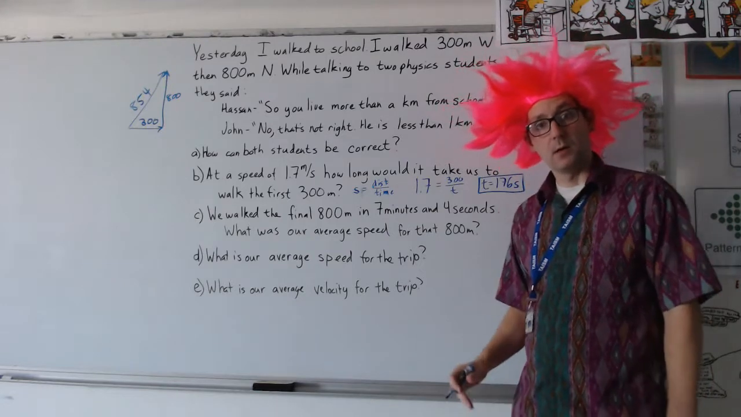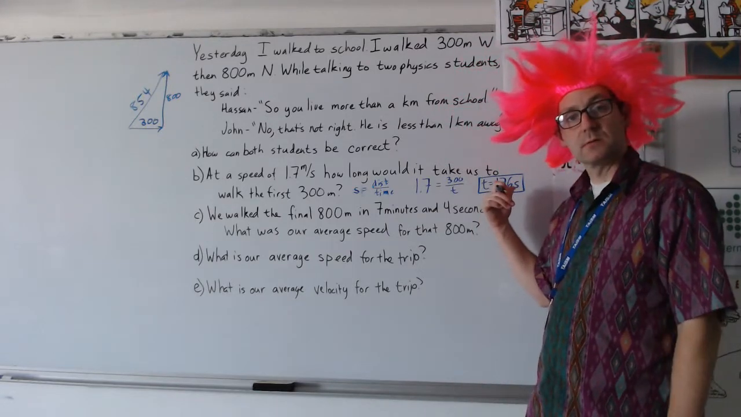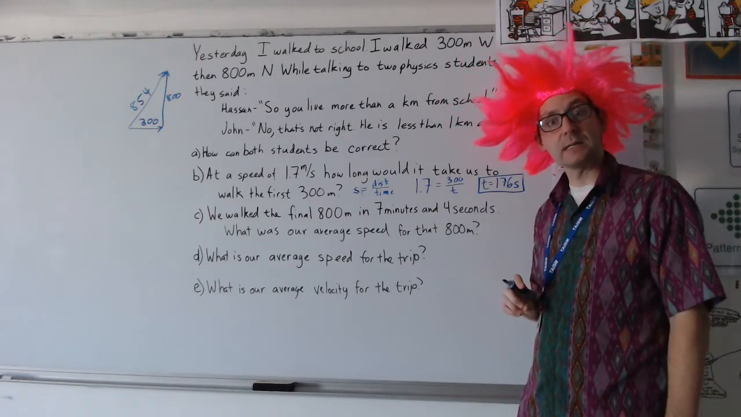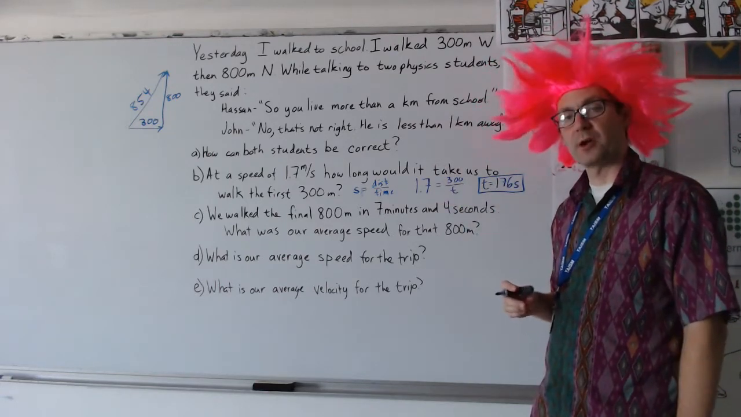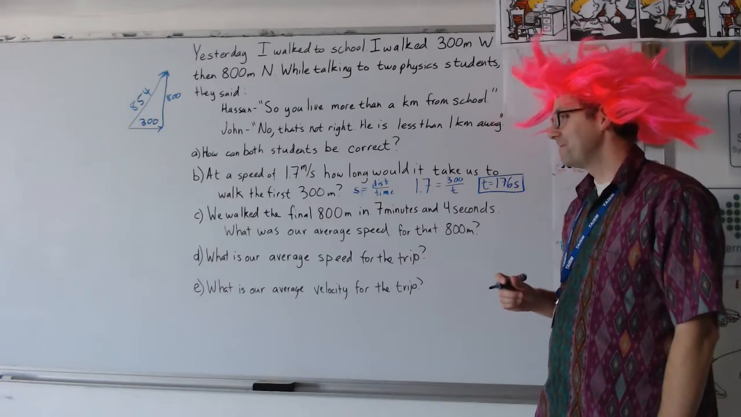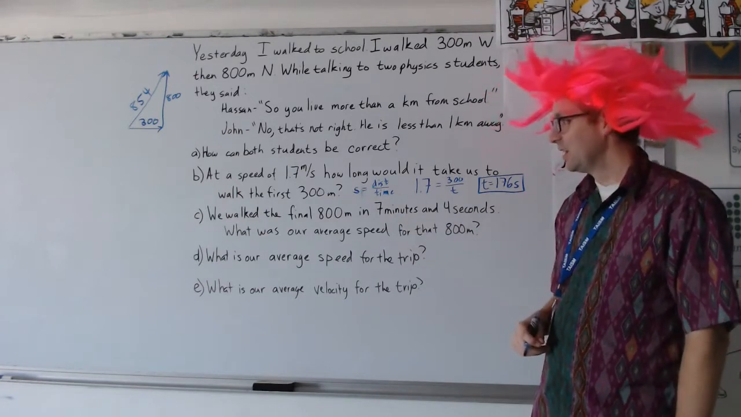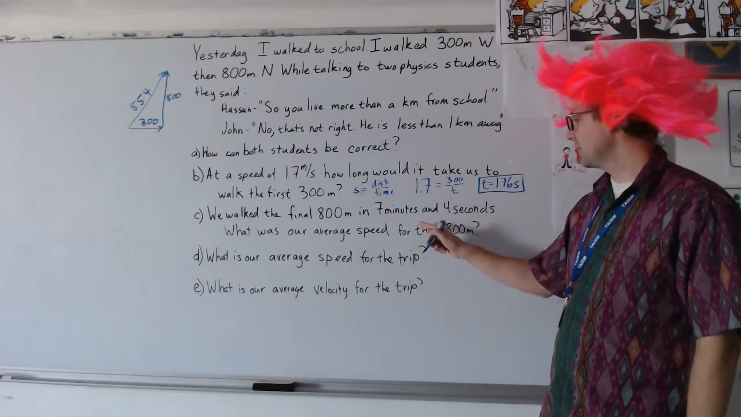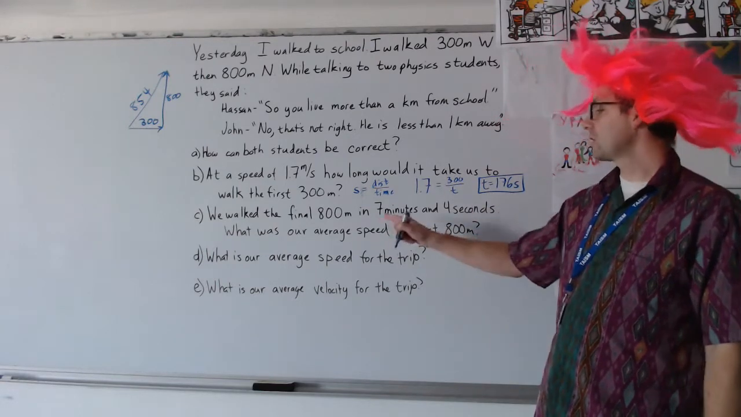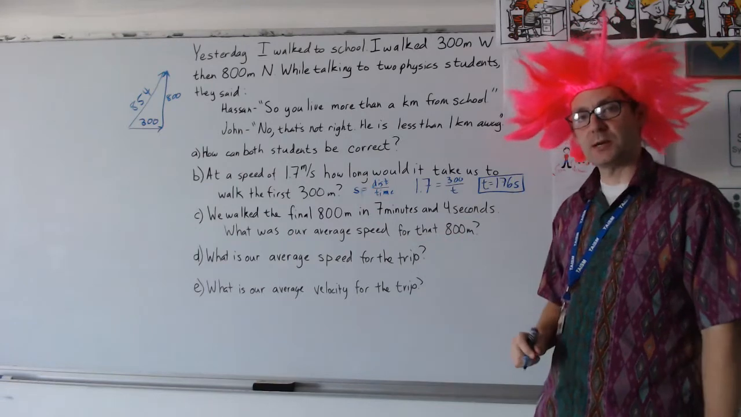All right? Almost 3 minutes, right? 3 minutes is 180 seconds, so almost 3 minutes it would take us to go that first 300 meters. All right? Letter C. We walked the final 800 meters in 7 minutes and 4 seconds. What was our average speed for that 800 meters?